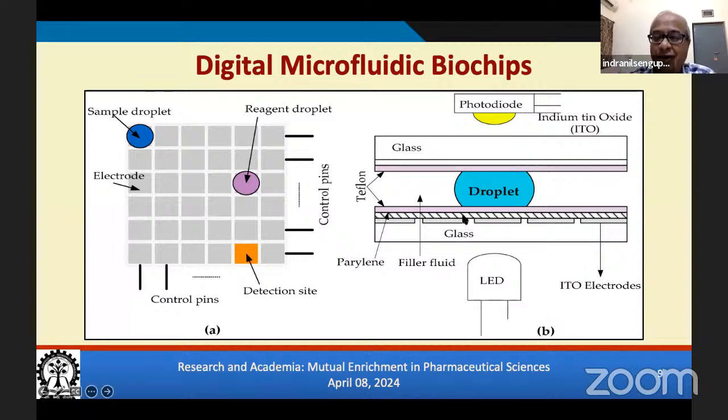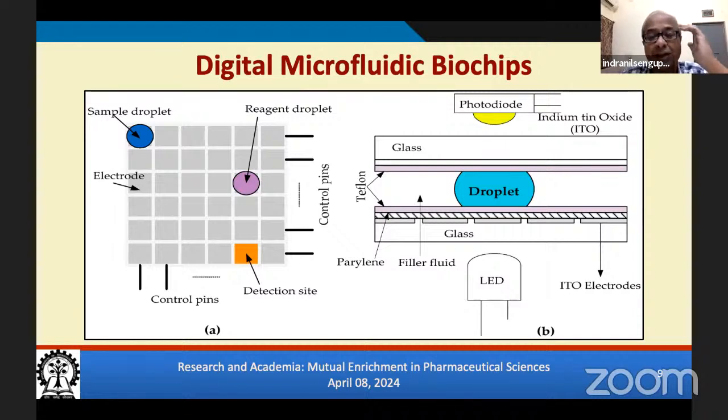And finally, you can bring the drop to some point, where there will be some optical source, there will be some photo detector, some sensor. You sense some optical properties of these liquid drops and try to find out the result of your clinical test. Finally, what is the outcome? This is how this kind of biochips typically work.